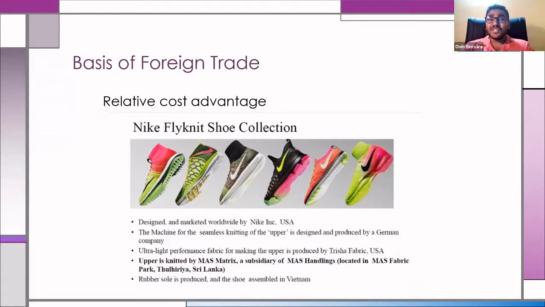This is an extreme version of a relative cost advantage. We can see when it comes to the Nike Flyknit collection, the different parts of the shoe are produced at different places. The seamless knitting is happening in Germany, then the upper part is happening in Sri Lanka by MAS, then Vietnam is involved. Likewise, different countries are involved for such a simple product like a shoe. Why? Because you need to get that cost advantage.